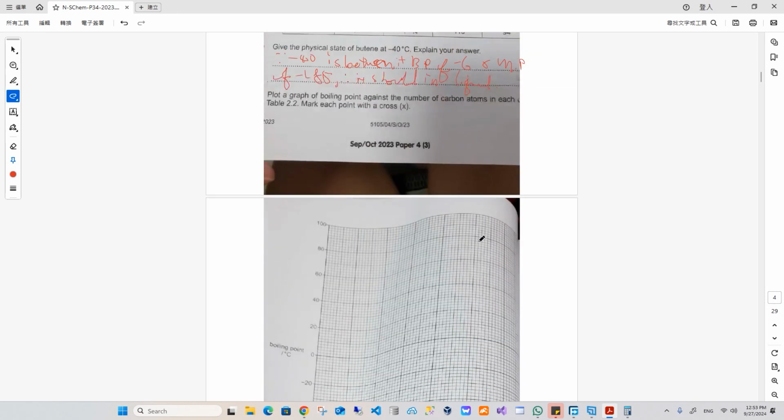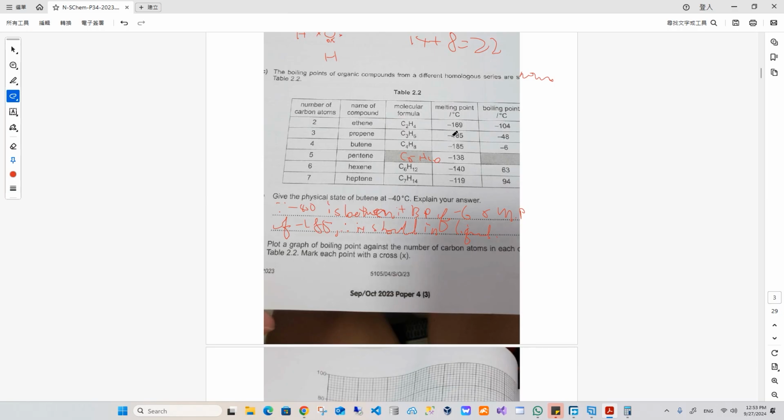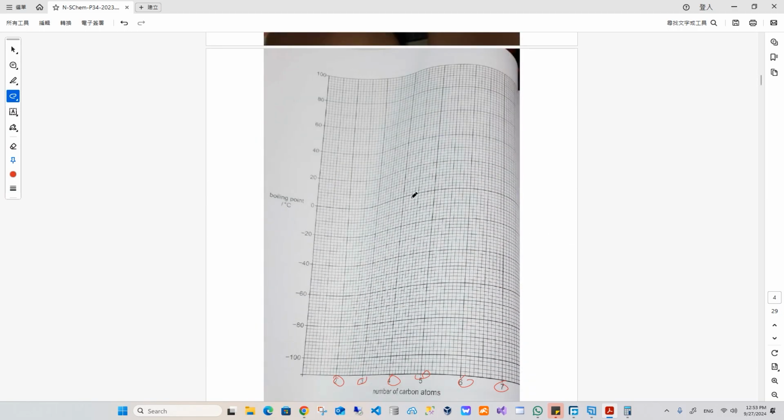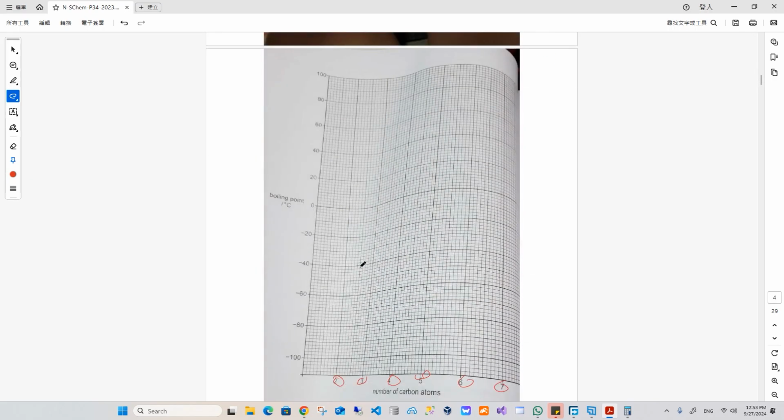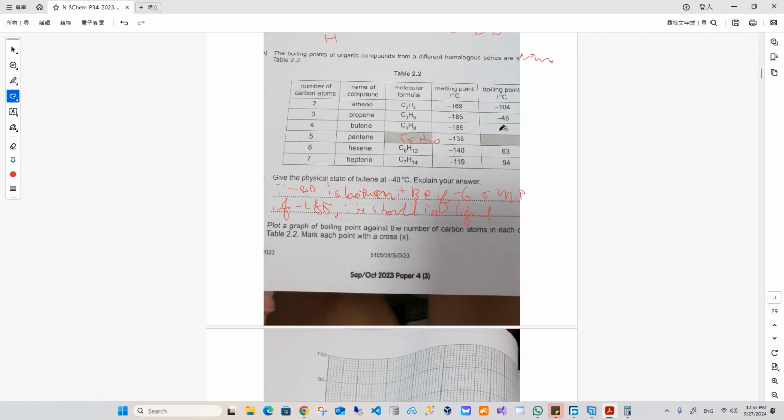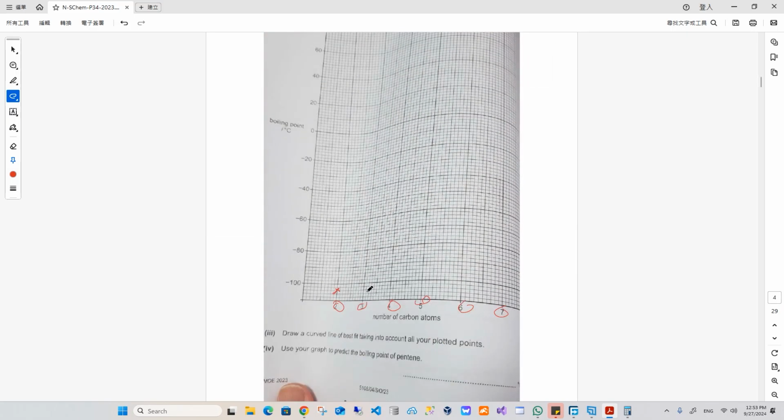Okay, then you just go to the first one. 2 is minus 169. No, no, minus 104. Minus 104 at 2, okay. So it's 2 across here, so we have a point here. Then the minus 48, minus 48, at 2, 4, 6, 8. Okay, so things like here.